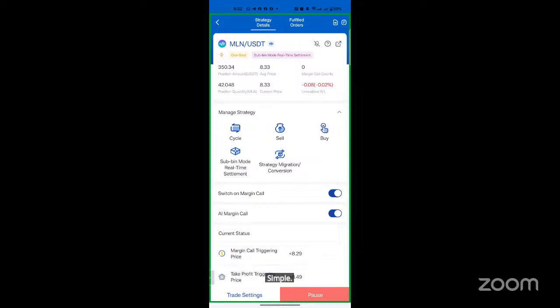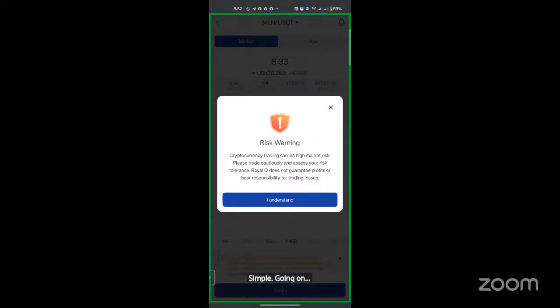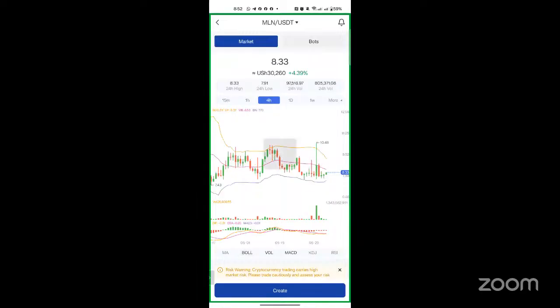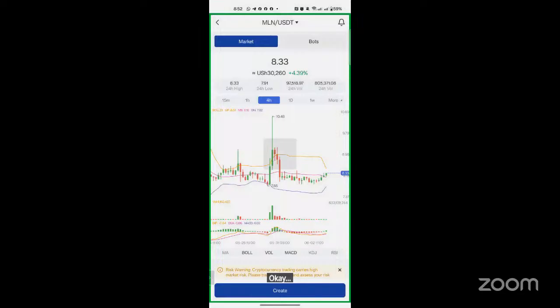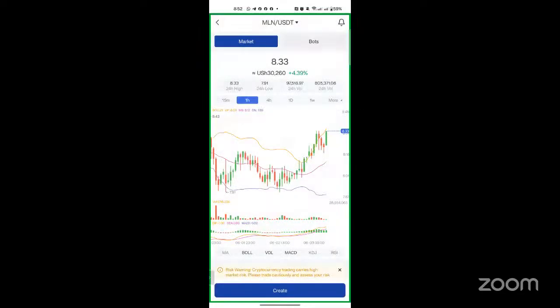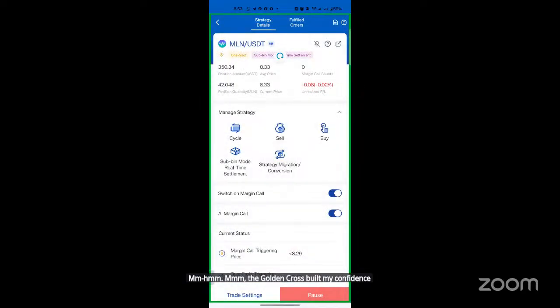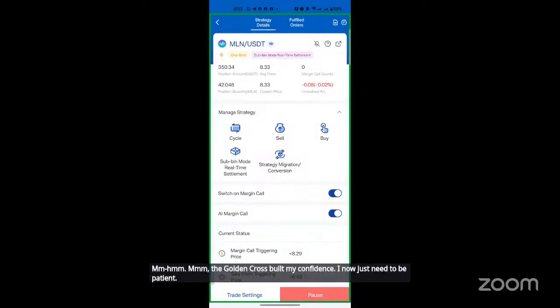Going on. So I can check also here with Royal Q. The golden cross built my confidence. I now just need to be patient in the market.